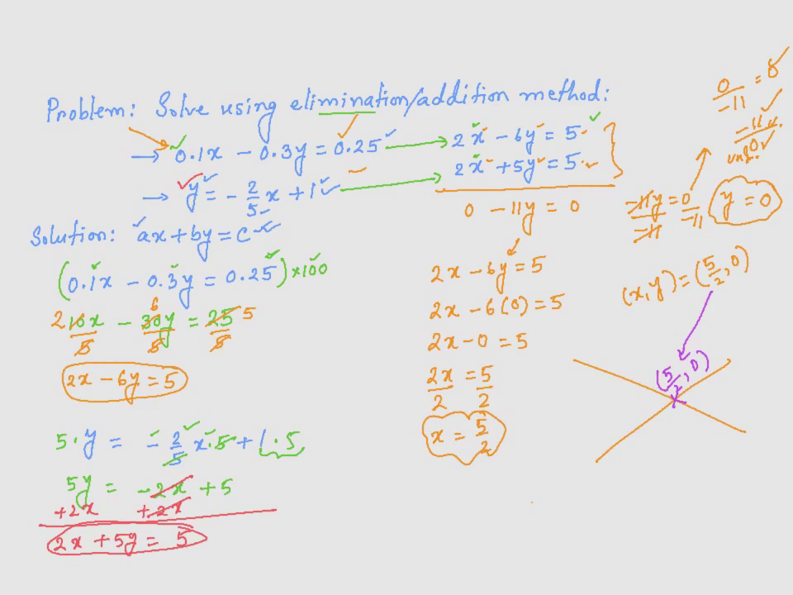Now when you are solving a system of linear equations, you are finding the point of intersection, meaning you are finding the coordinates of the point of intersection. That coordinate is going to satisfy all the equations in the system. In our case, we have only two equations, so this point 5 over 2 comma 0 is going to satisfy the first equation and is going to satisfy the second equation as well. That's what it means.